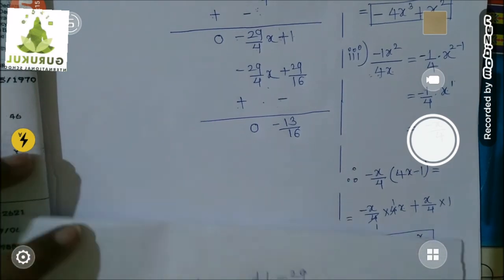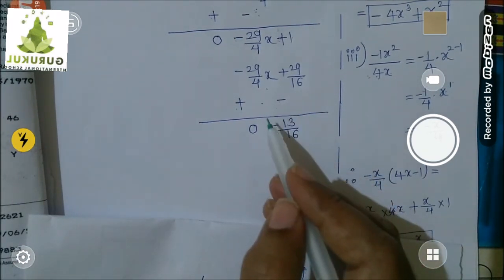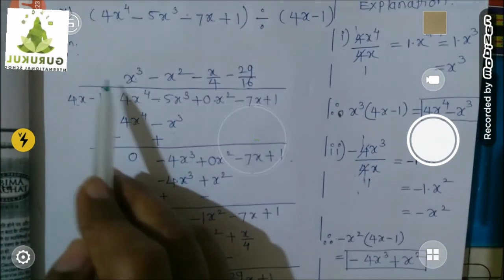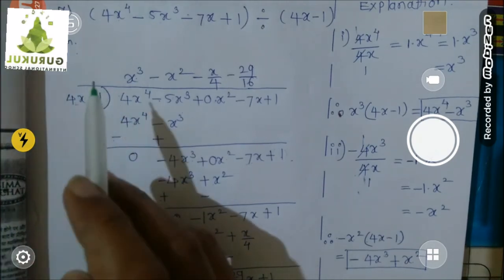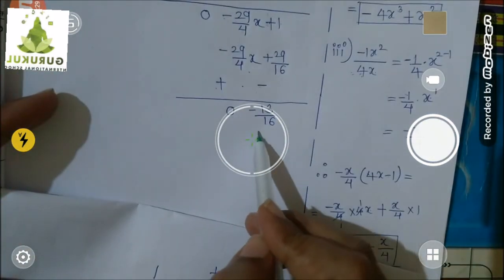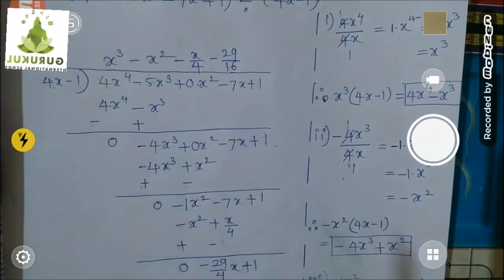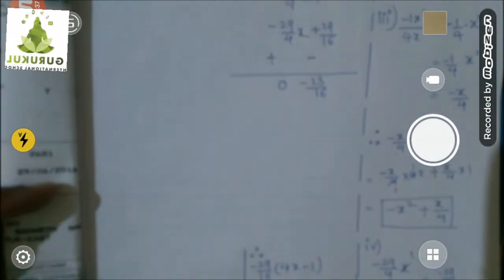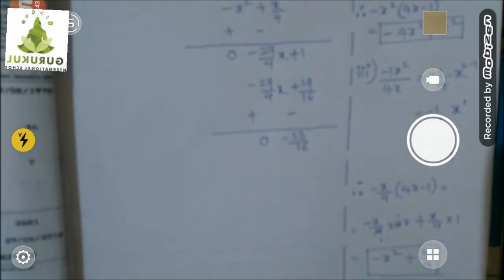And here children, what is the degree of the remainder polynomial? This is a constant number, so the degree of the remainder polynomial is 0. And here the degree of the divisor polynomial is 1. So the remainder polynomial's degree is smaller than the divisor polynomial's degree, and that's why we will stop our division over here and then write down your respective quotient and remainder over here, and the answer is done. Thank you.